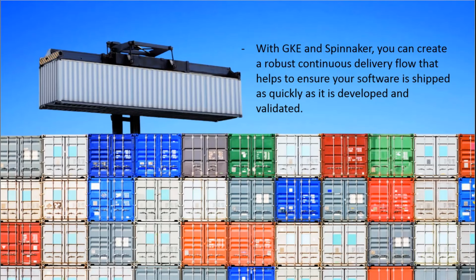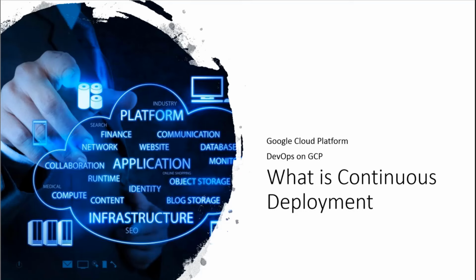So for example, with Google Kubernetes Engine and Spinnaker, you could create essentially a robust continuous delivery workflow. This helps you ensure that your software is shipped efficiently and as quickly as possible. And as part of that, of course, we're going to have our services managed effectively. And of course, we know we could do this several different ways. All right, so let's move on to the next module and start putting this all together.